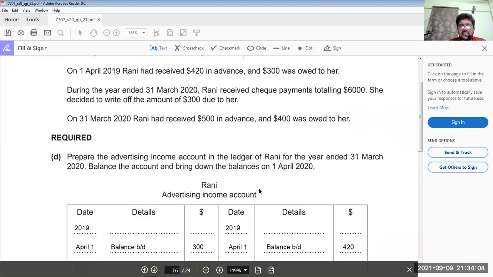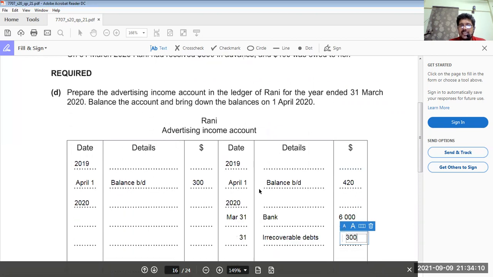Then on March 1st, Rani had received 500 in advance. Advance income is your liability. So the balance c/d of liability will appear on this side.